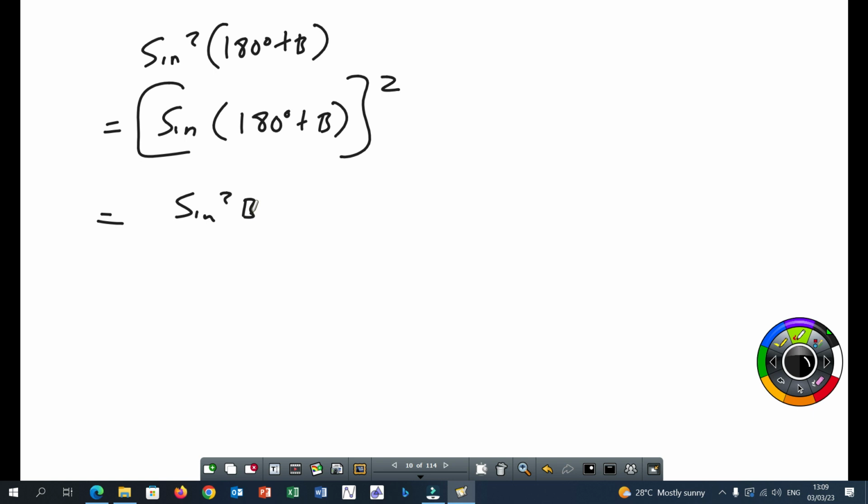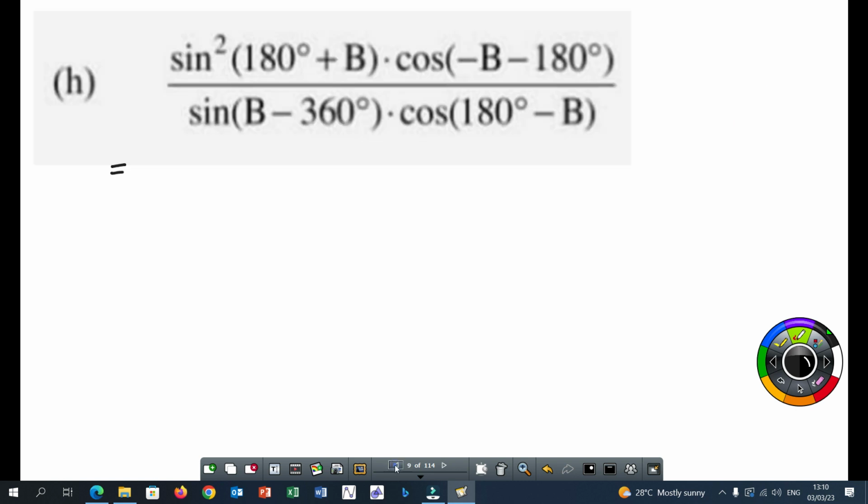Is that clear to everyone? Because we know if I try to simplify this, 180 degrees plus b is in the third quadrant, and sine is negative, so that will give you minus sine b, then you square this, you get positive sine squared b. Are you following that? Right, so we can write straight away from here sine squared b times here.